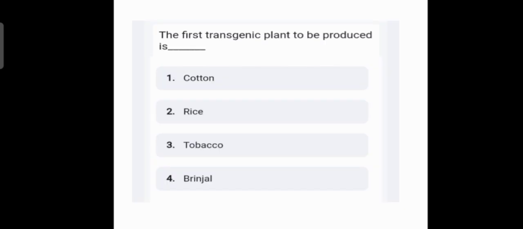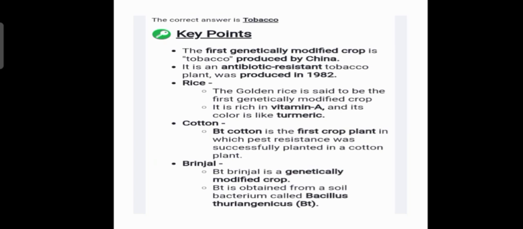Next question: the first transgenic plant to be produced is cotton, rice, tobacco, or brinjal. The answer is tobacco. The first genetically modified crop was tobacco, produced in China, and it was an antibiotic resistant tobacco plant, produced in 1982. Another one, rice: the golden rice. Golden rice is said to be a first genetically modified crop. It is rich in vitamin A and the color is like turmeric.